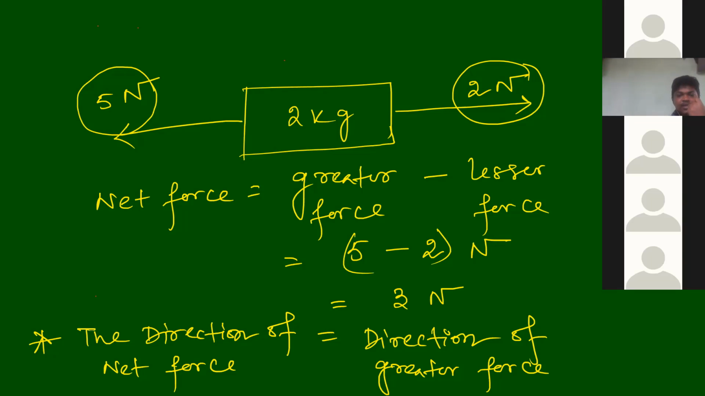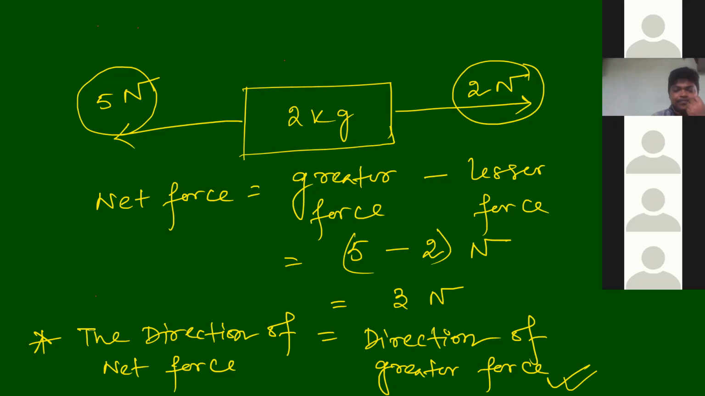But I have told you that force is a kind of vector quantity. That means it should have some direction. Now the direction of the net force is equal to the direction of the greater force. Now I am asking the question, in which direction is the greater force applied? Left direction. Yes, obviously, in the left direction the greater force is applied. So the direction of the net force will be in the left direction.